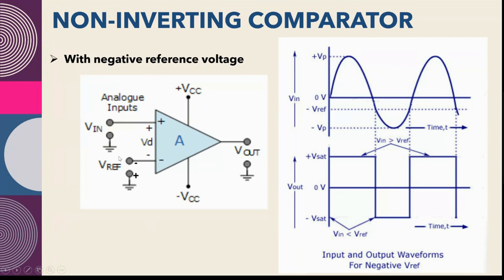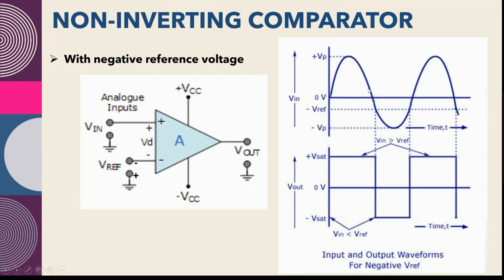At one terminal we give the input signal, and at the other terminal we provide the reference signal. For comparison, one terminal has the reference signal, and the other terminal takes the varying input we are going to sense using a sensor or any other source. Clear? So this is the non-inverting comparator: the input signal is given at the non-inverting terminal, the reference voltage at the inverting terminal, and the reference voltage can be either positive or negative.